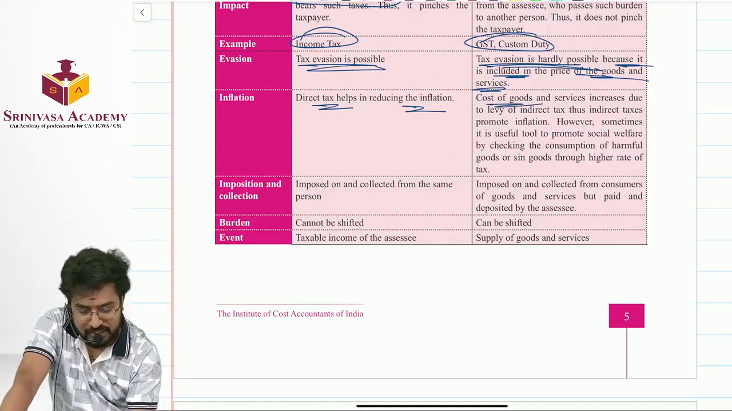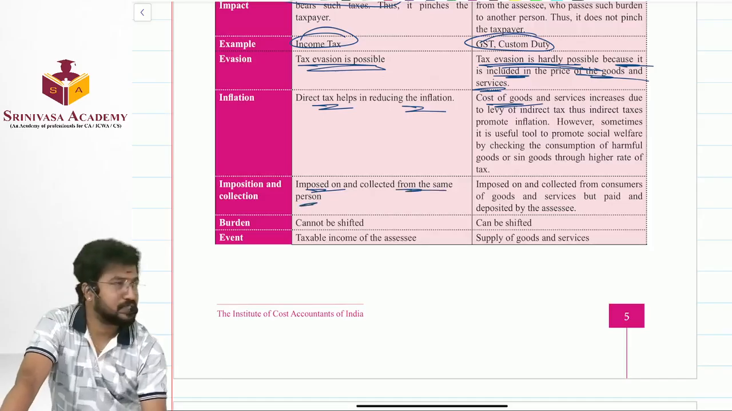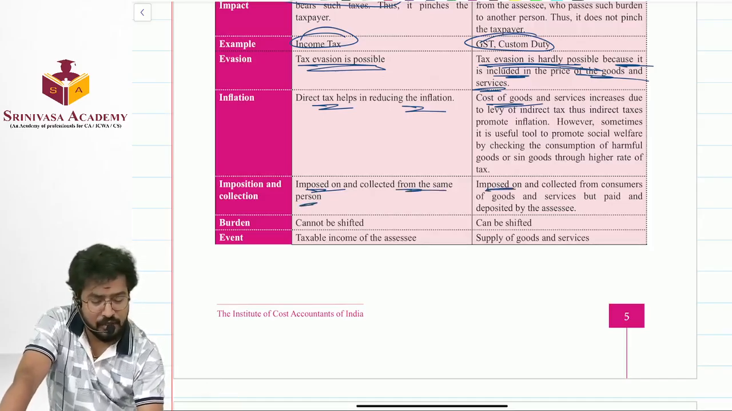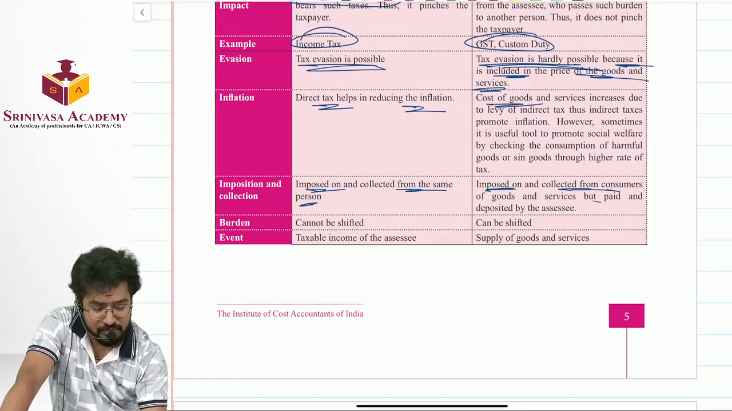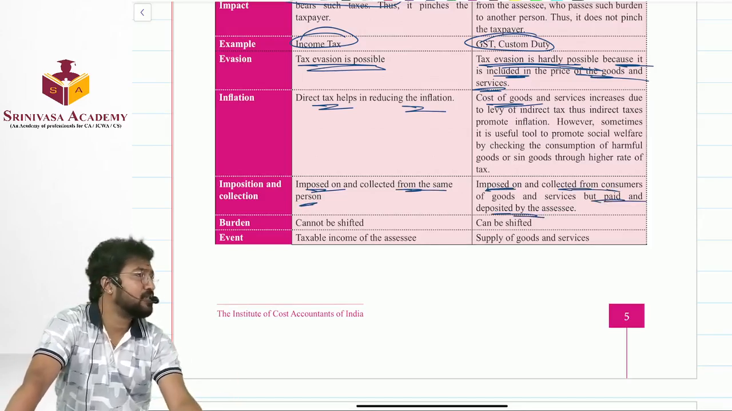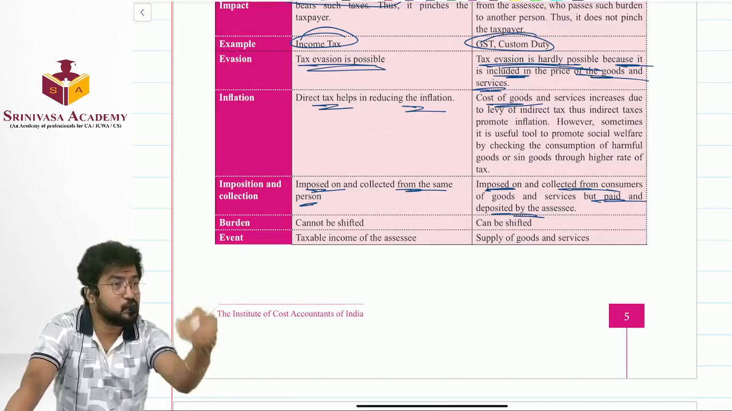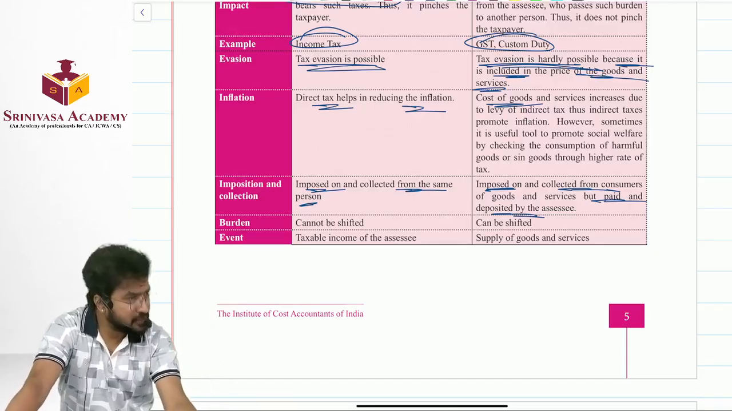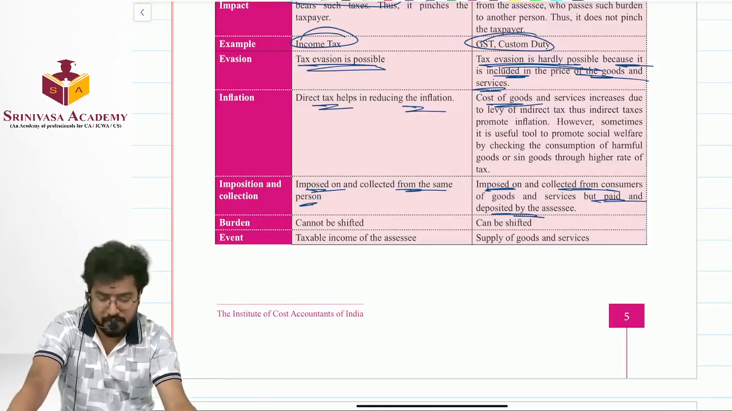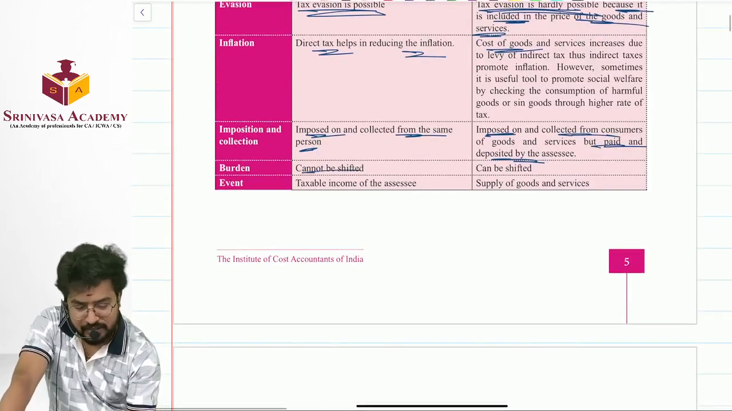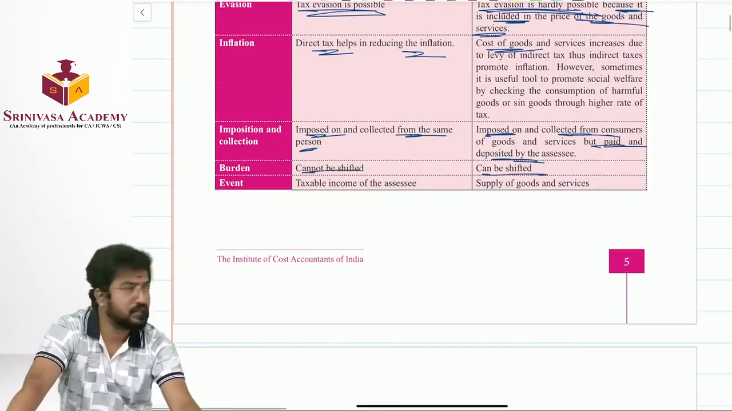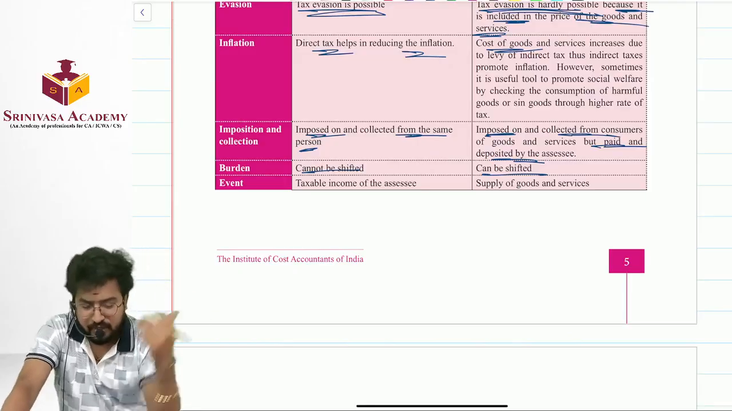Next, imposition and collection. With direct tax, it is the same person. But here, it is imposed and collected from consumers, but paid and deposited by the assessee, the taxpayer. The supplier is liable to deposit the GST, correct? But who will face the burden? The recipient, the customer, will face the burden. Okay, super. Next one: with direct tax, the burden cannot be shifted, and this one can be shifted. That is why we call it indirect tax.